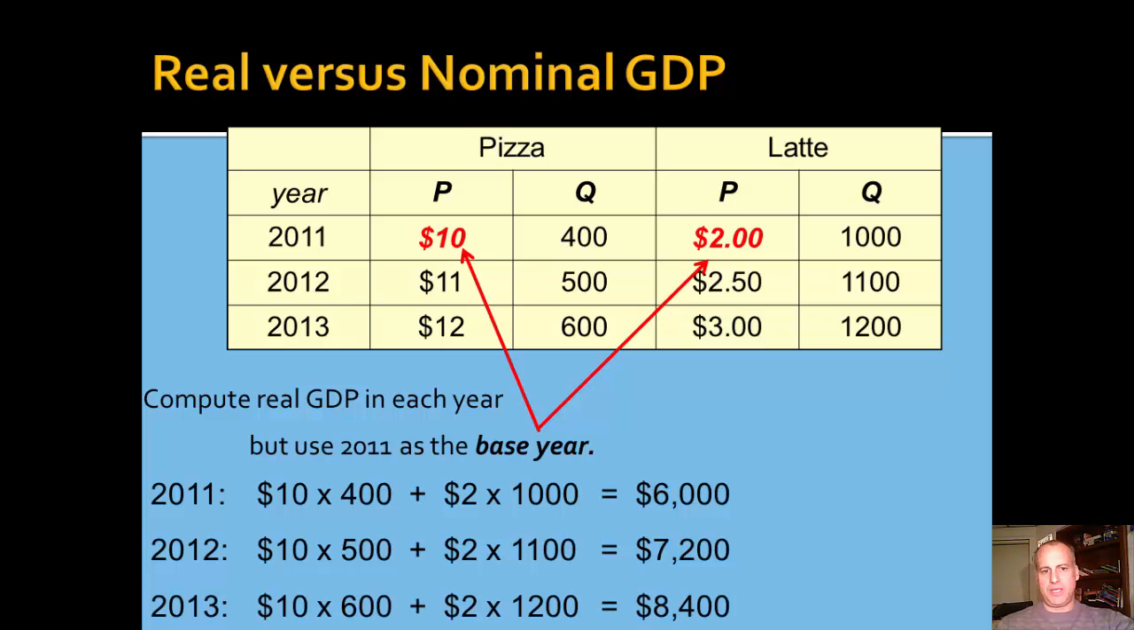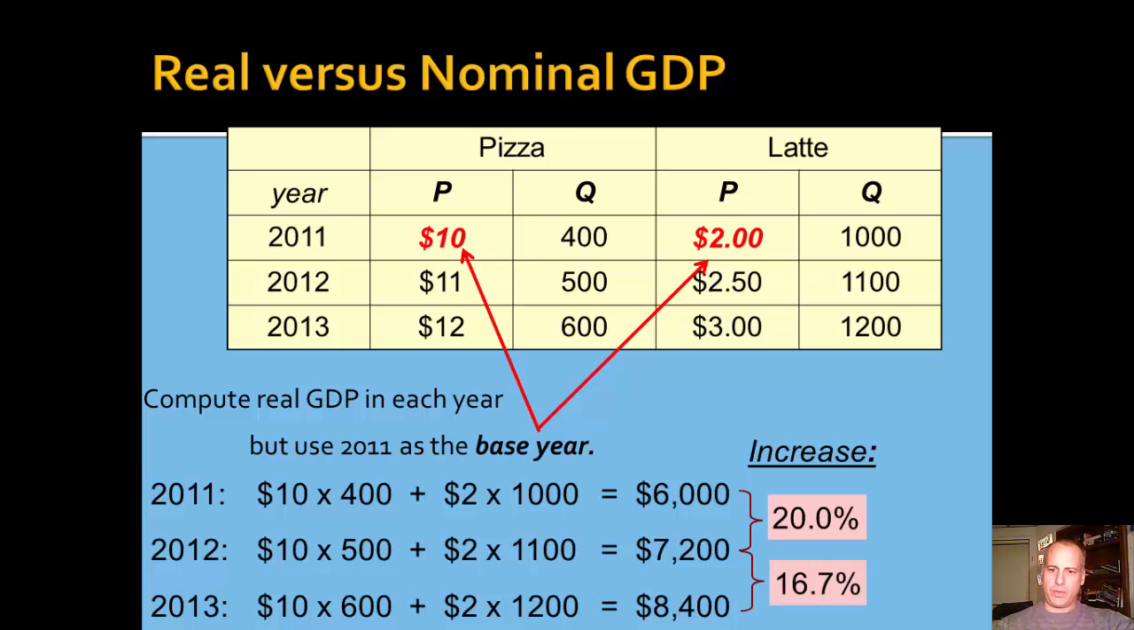We do the same thing in 2013 using our base year prices, 2011. We built 600 pizzas and 1,200 lattes. At the old price level, this would have increased the amount of GDP from $7,200 to $8,400. So we would see a 20% increase from year 1 to year 2, and then a 16.7% increase from year 2 to year 3. Very different than the figures we got when we just looked at nominal increases.